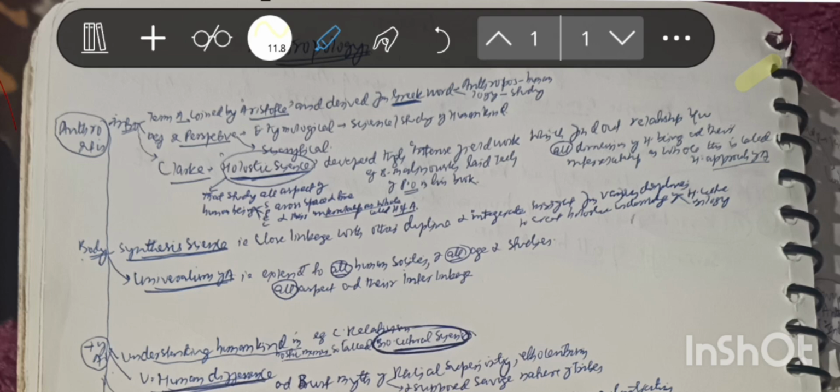So first we will discuss what is anthropology. Basic understanding is very important. Then we'll understand the growth and development of anthropology from the world perspective. Right, so let's go ahead.